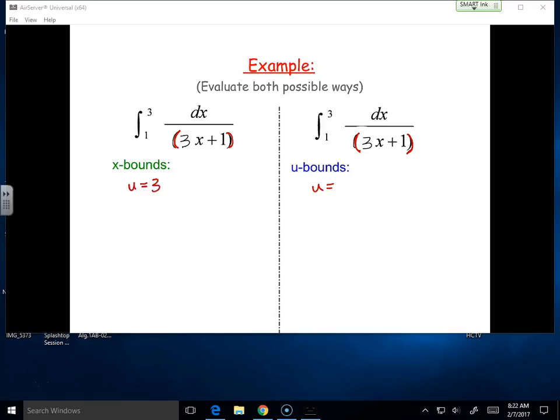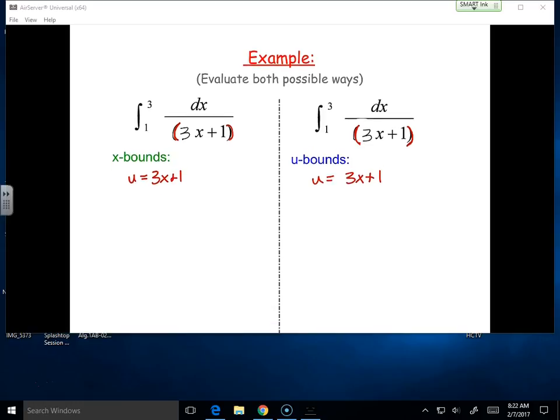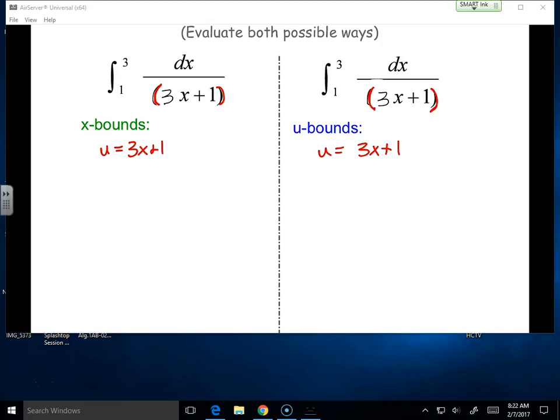U sub 3x plus 1. The only way to solve this integral is with u sub. So whether you do it the old-fashioned way or the new u-bound way, you still have to use u sub to solve. Now, after we find u, just like with all the other u sub, we have to find du, and guys, shout it out, what's du? 3 dx. Let's get the dx. We use this expression to solve for dx, right? To be able to plug in.